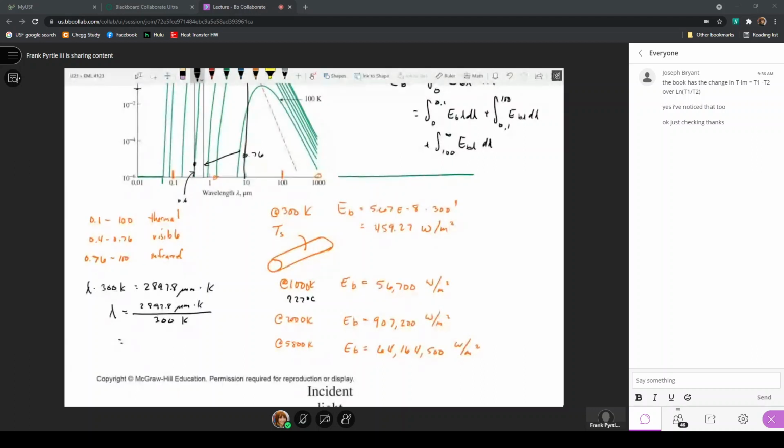2,897.8 divided by 300 is 9.66 microns. So that's where the maximum wavelength occurs. It doesn't tell us what the value is of the spectral emissive power.